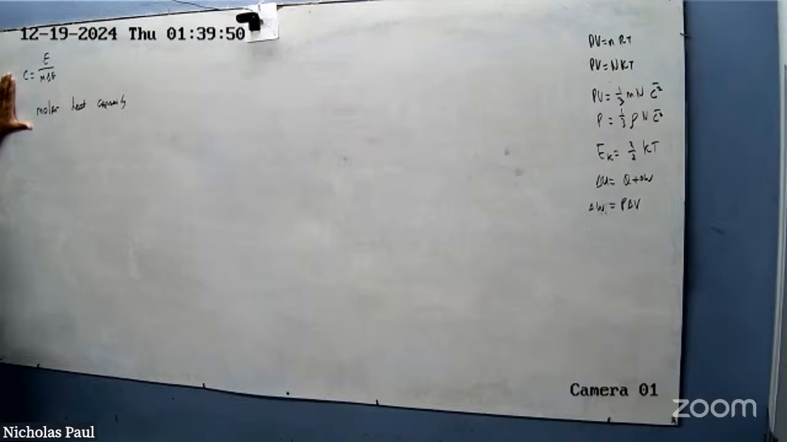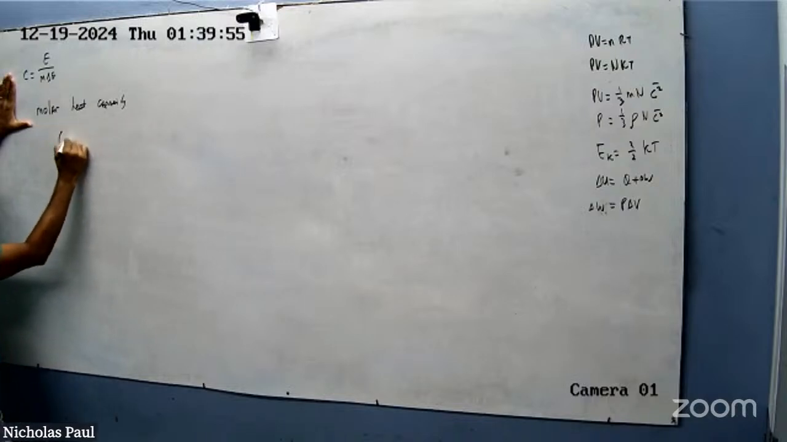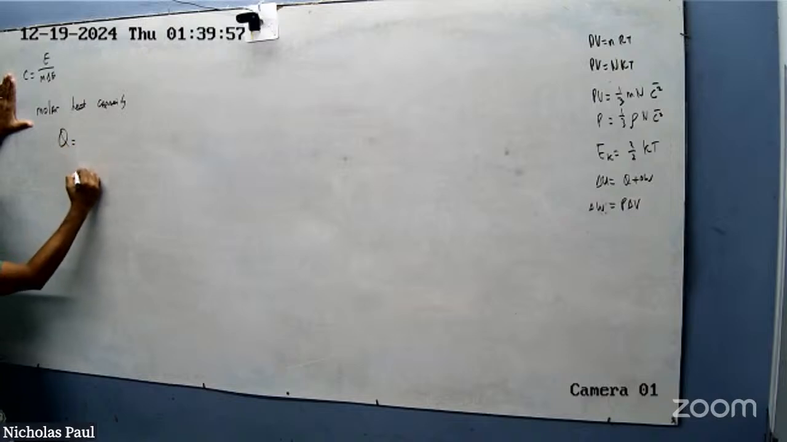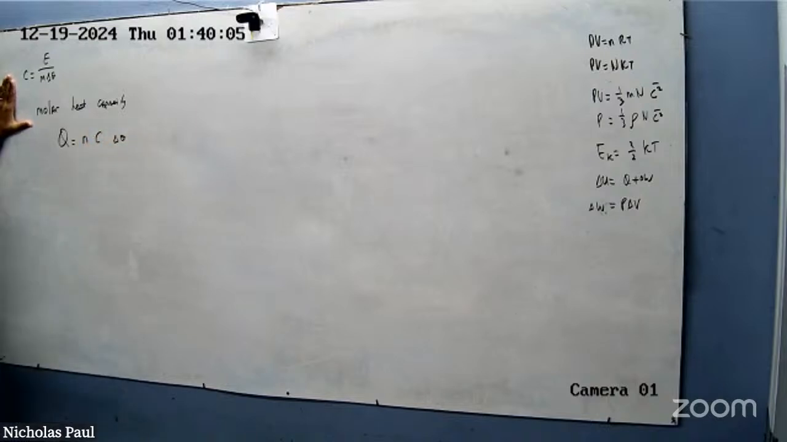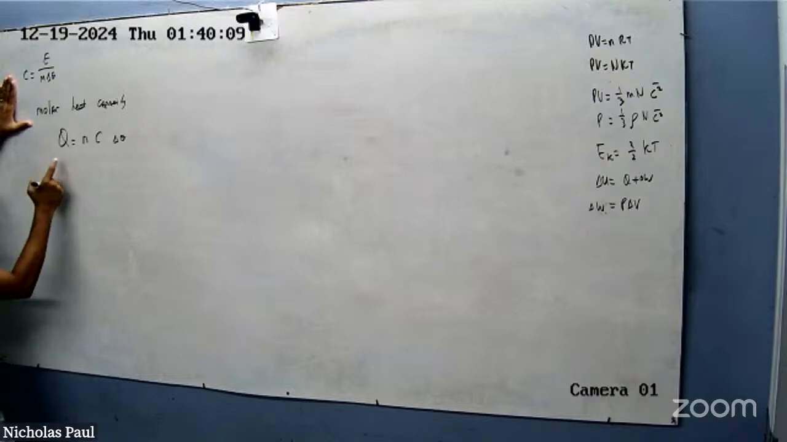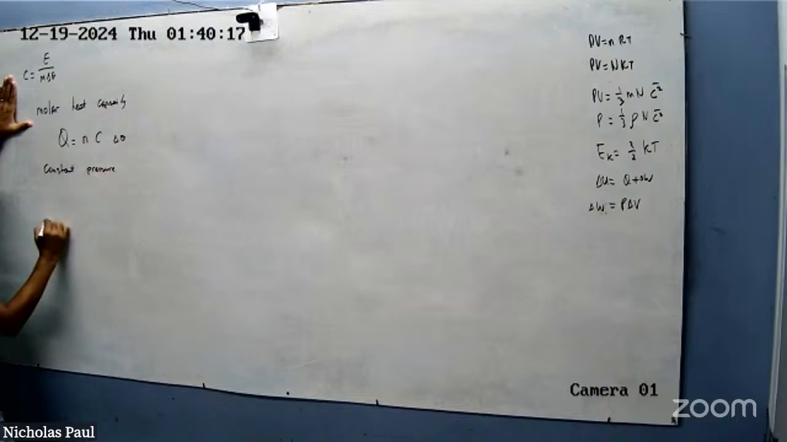All right, so what is molar heat capacity? When energy is supplied and the energy causes a temperature change, molar heat capacity is Q over n delta theta. Same concept, but we are going to focus on two things. We are going to focus on the molar heat capacity at constant pressure, and we are going to focus on it at constant volume.